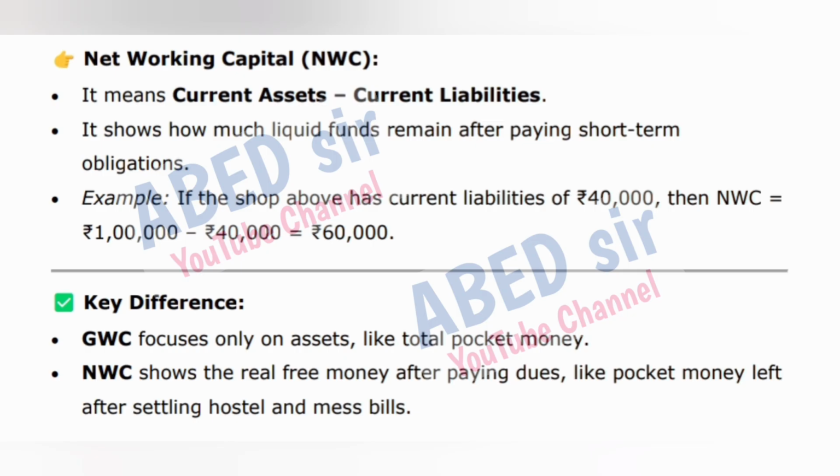Key difference. GWC focuses only on assets, like total pocket money. NWC shows the real free money after paying dues, like pocket money left after settling hostel and mess bills.